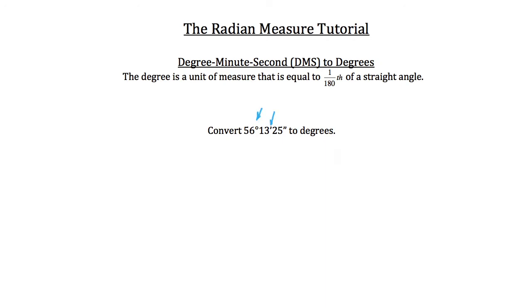Now, this is the symbol for minutes here, and this is the symbol for seconds. So, if we're converting it to degrees, we know that we already have 56 whole degrees. So, I'm going to start with that. We have 56 degrees. And then we'll move on to our minutes. We have 13 minutes. Now, if we're considering degrees to be hours, and we want to convert everything into degrees, we want to convert our minutes into hours as well. So we want to take our minutes and we want to divide them by the number of minutes in an hour, which is 60 minutes.